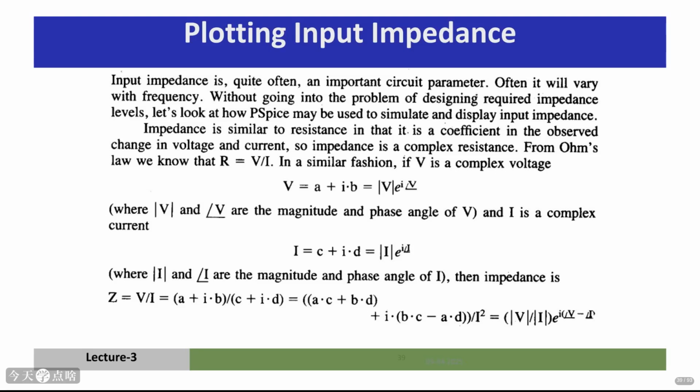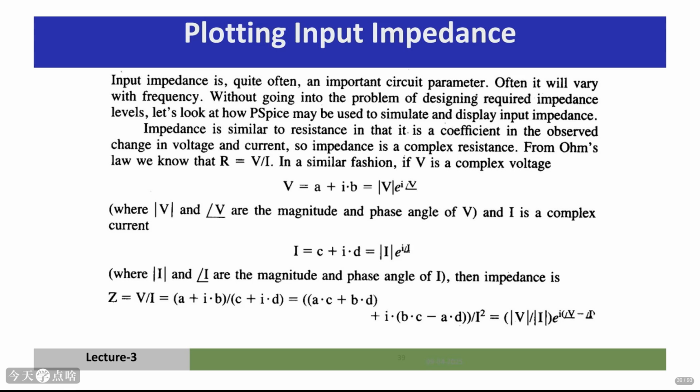Another key parameter is input impedance. How does the input impedance of our filter change with frequency? We can calculate this using the simulation data. Impedance Z is the ratio of complex voltage V to complex current I. Using complex numbers, we can express the magnitude and phase of the impedance. The magnitude of the input impedance is the magnitude of the input voltage divided by the magnitude of the input current.